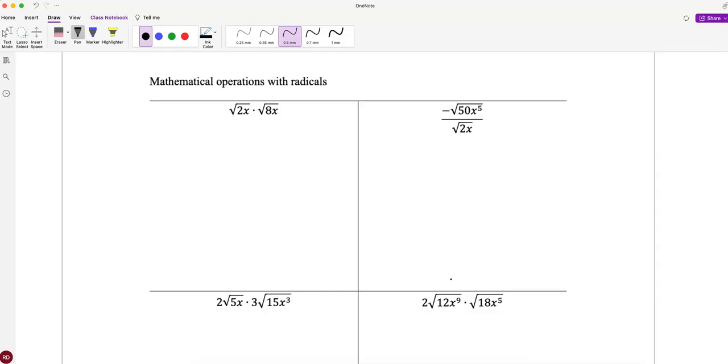I can combine these radicals. So this is the square root of 16x squared. Those are both perfect squares. The square root of 16 is 4. The square root of x squared is x.